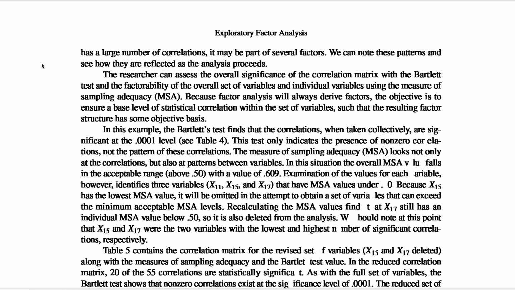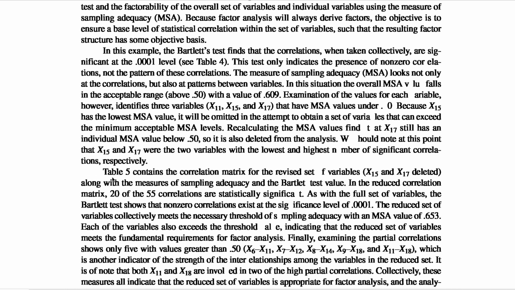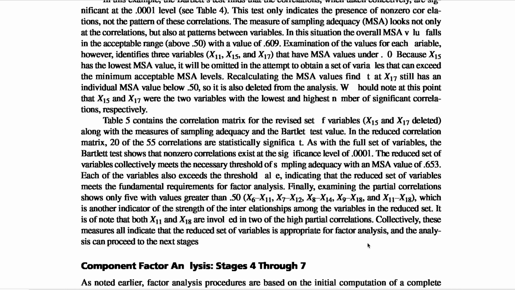Recalculating the MSA value, variable 17 still has an individual MSA value below 0.50, so it is also deleted from the analysis. It should be noted that variables 15 and 17 were the two variables with the lowest and highest number of significant correlations respectively. Table 5 contains the correlation matrix for the revised set with variables 15 and 17 deleted, along with the measure of sampling adequacy and the Bartlett test value.